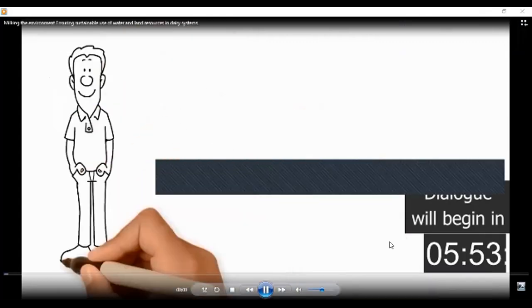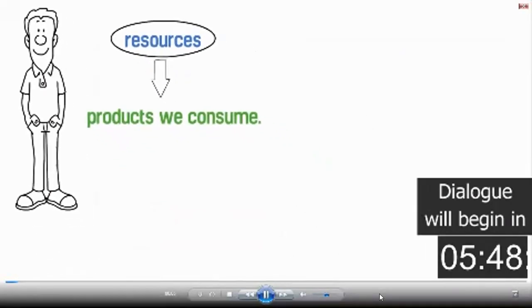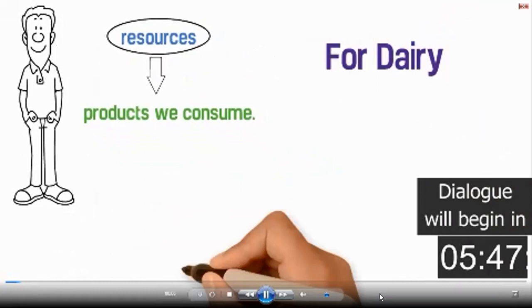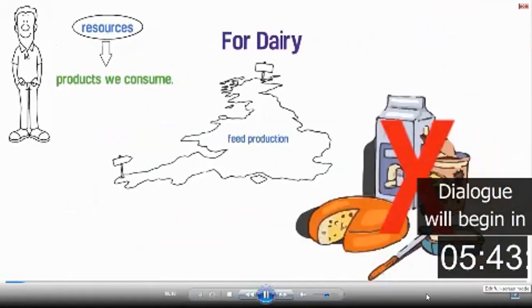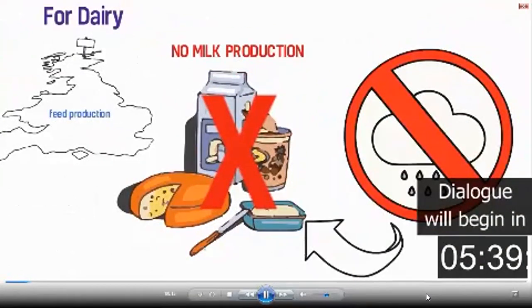Water and land resources are essential to production of the products we consume. For dairy, without land for feed production, there is no dairy production that can go on. If it does not rain, there is again no feed production, hence no milk production.